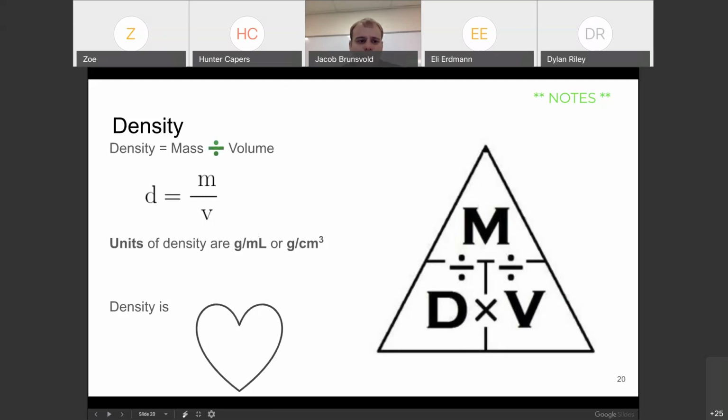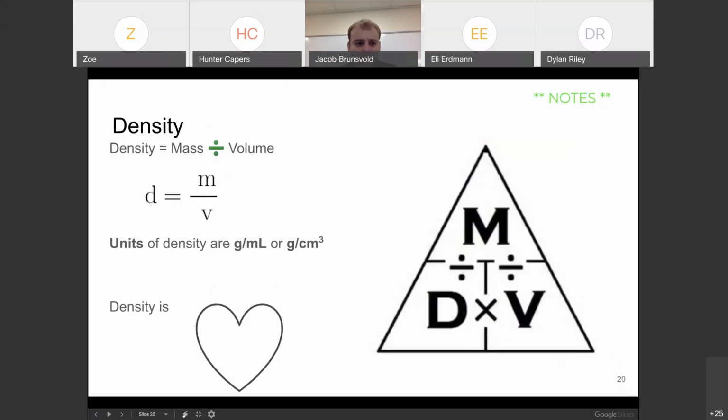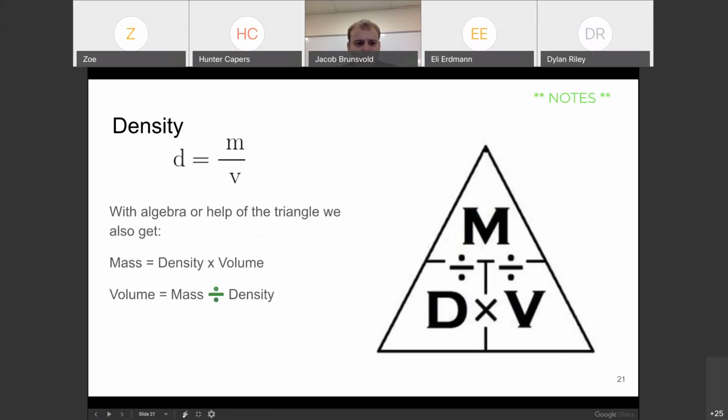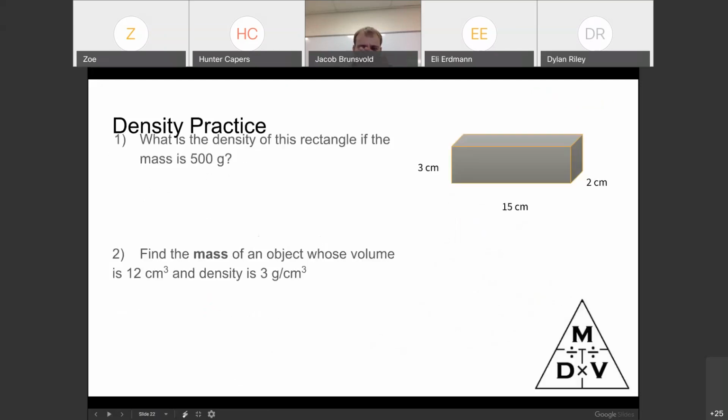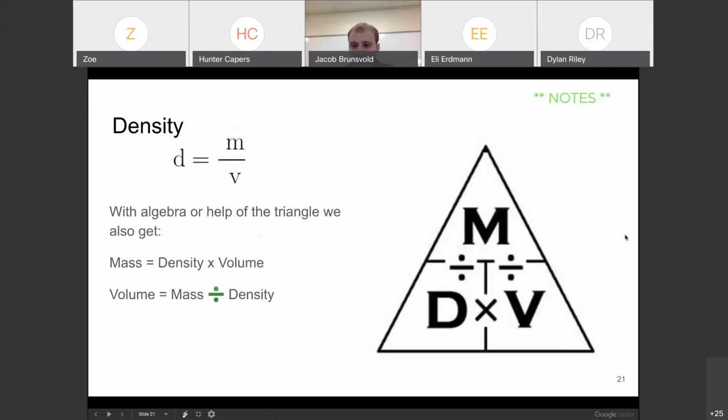So let's talk about how we use that. I think there's an example in here. Okay, let's go on to this one. How can we use that density triangle to solve this? It says, what is the density of the rectangle if the mass is 500? So this is a 2-step problem because I gave you the mass. I'm asking you to find the density.